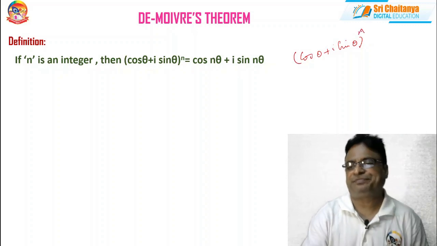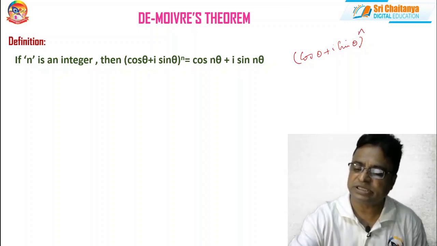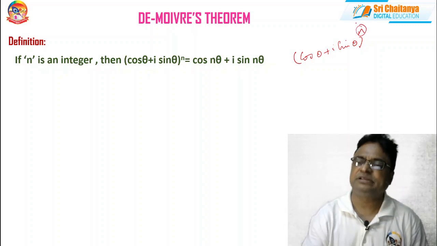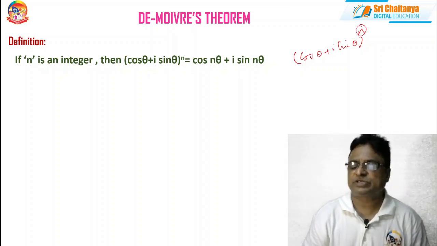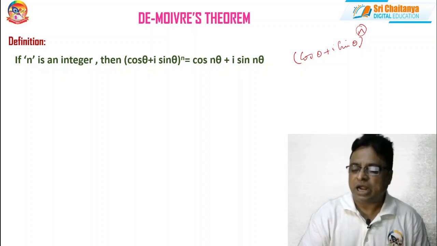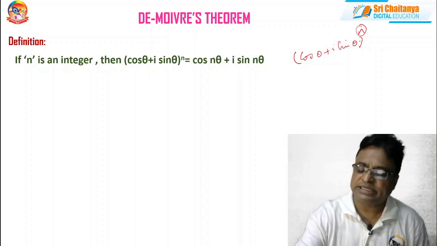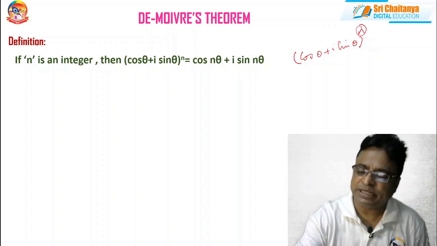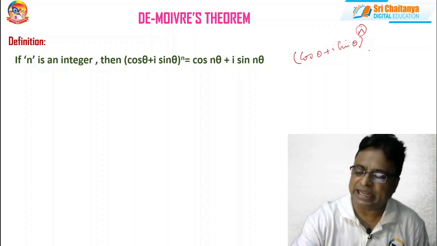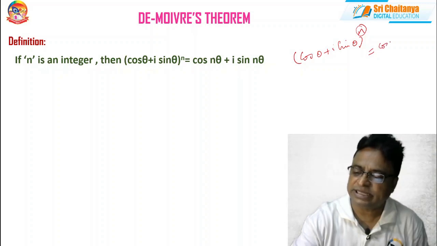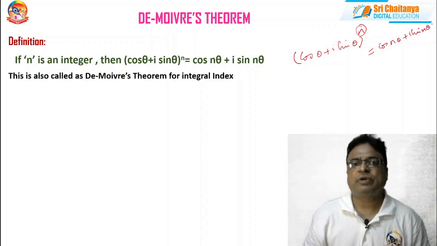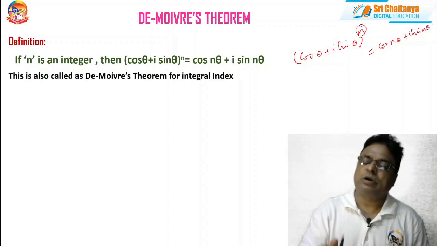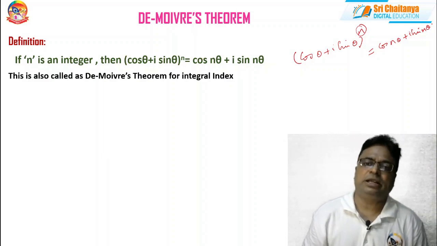So, whenever (cos theta plus i sin theta) whole power n, it looks like what? A binomial theorem. Why is it called a theorem? Because of n. If it is a positive integer, obviously you should get n plus 1 terms. That's why it is a theorem. And the resultant of this is nothing but you just multiply that integer to the corresponding angle of cos and sin. That is cos n theta plus i sin n theta. This is just De Moivre's theorem. This is also called De Moivre's theorem for integral index.